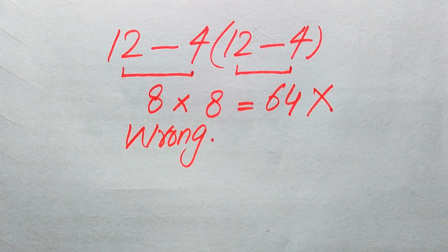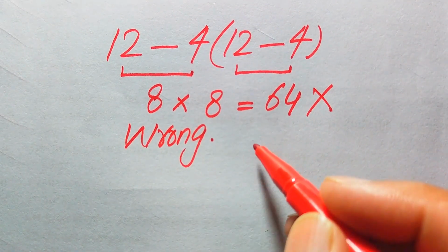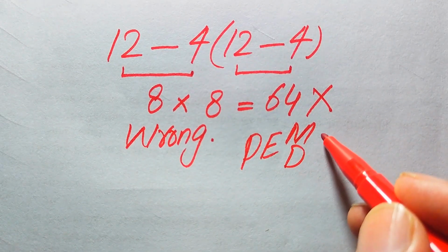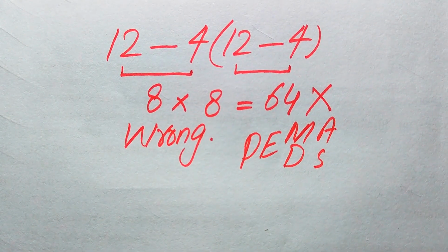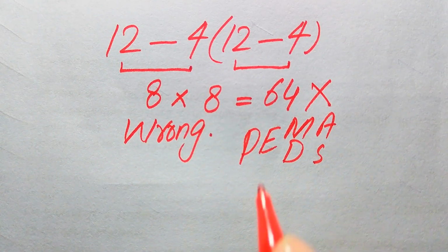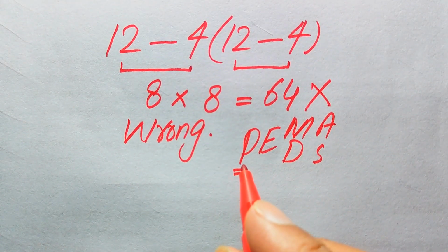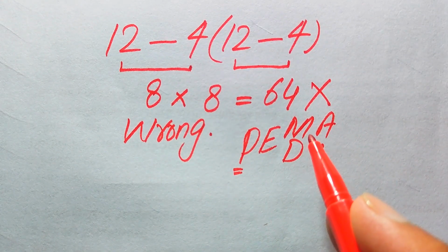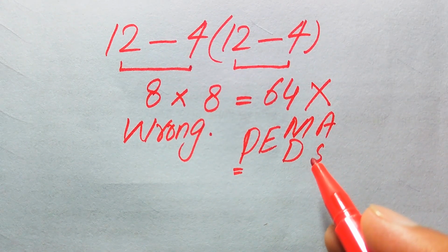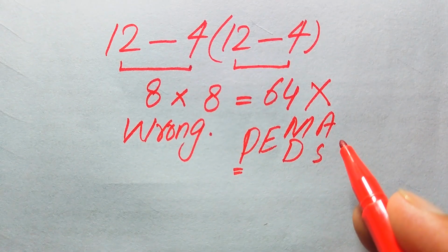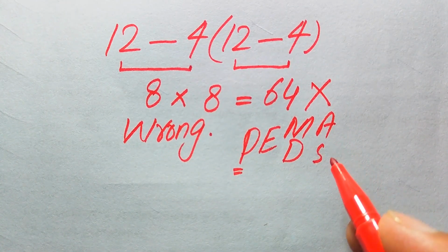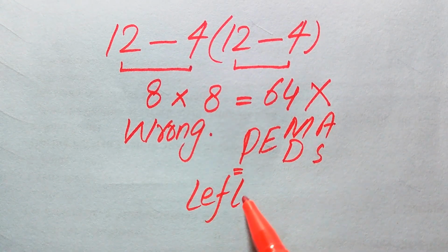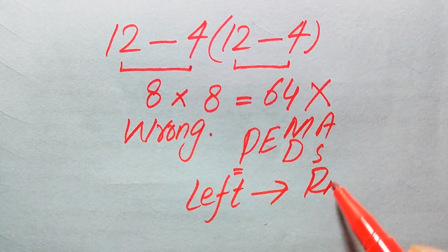And here we just use the nice PEMDAS rule to solve this type of problem. First, let's explain a little bit about the PEMDAS rule. Here P stands for parentheses, E stands for exponents, M stands for multiplication, D stands for division, A stands for addition, and S stands for subtraction. So we just remember the order of these operations from left to right.